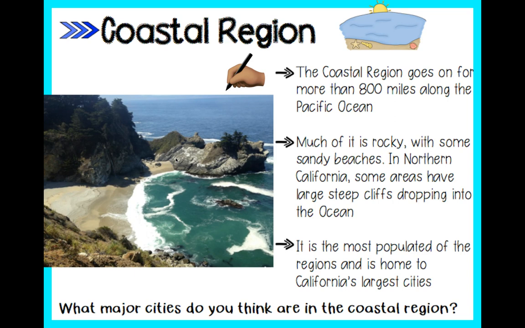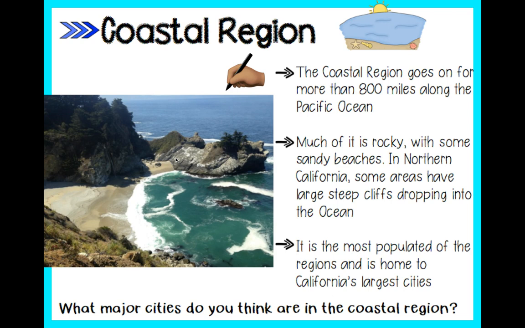Coastal region goes as far as more than 800 miles along the Pacific Ocean. Much of it is rocky with some sandy beaches, and in Northern California, we have areas that are large, steep cliffs that drop into the ocean. It is the most populated region and it is home to California's largest cities.